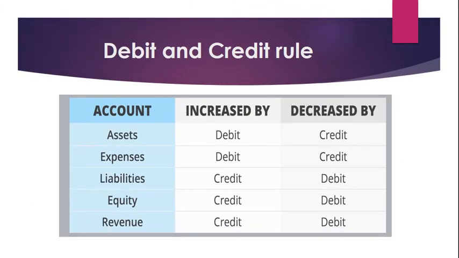I am again saying we always prepare the journal on the basis of double entry system. So the debit and credit rule for journal is: for assets, the debit is for increase and the credit is for decrease. For expenses, again the debit is for increase and the credit is for decrease. But in case of liability, equity and revenue, if there is an increase then it will be credit, and if there is a decrease then it will be debit.